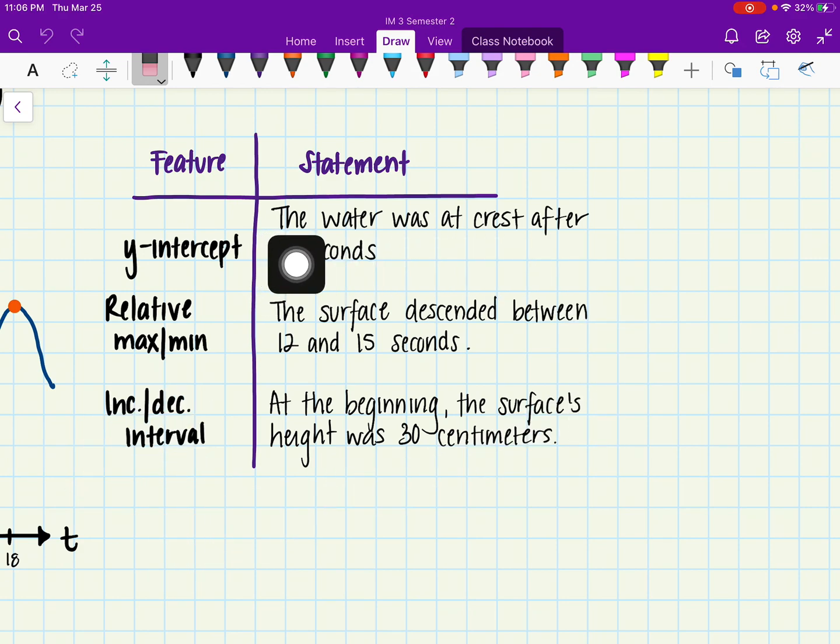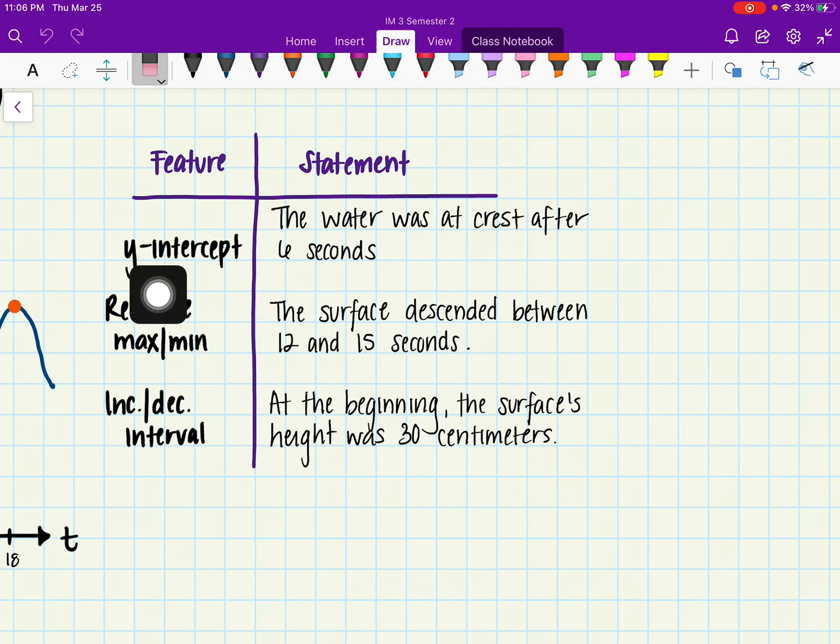Let's take a look at our statements. It says the water was at crest after 6 seconds. At crest is probably the highest point it's going to reach, or one of the highest points. The surface descended between 12 and 15 seconds. At the beginning, the surface's height was 30 centimeters. Let's check this out.